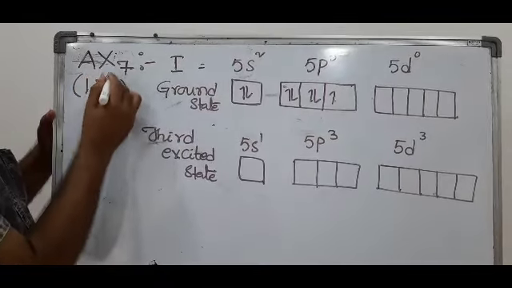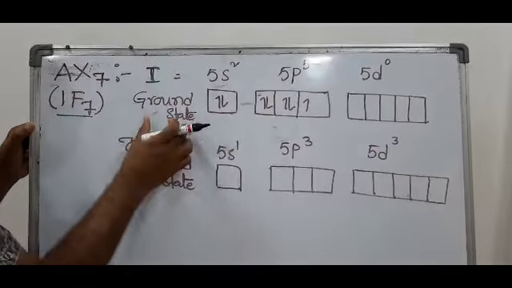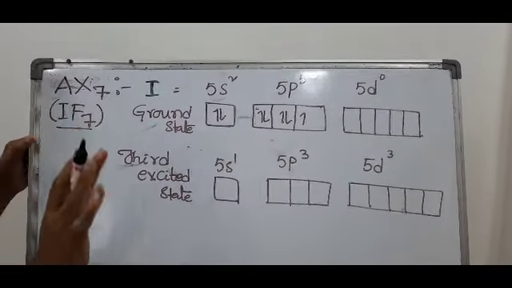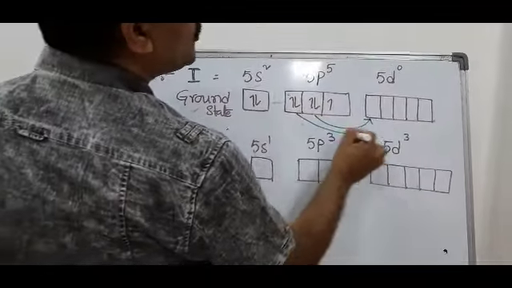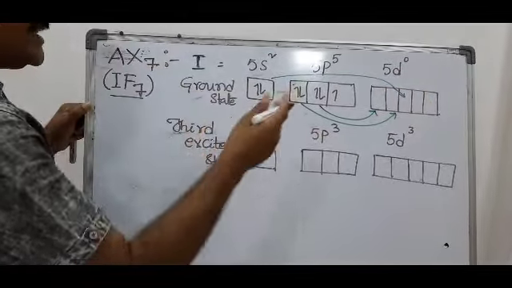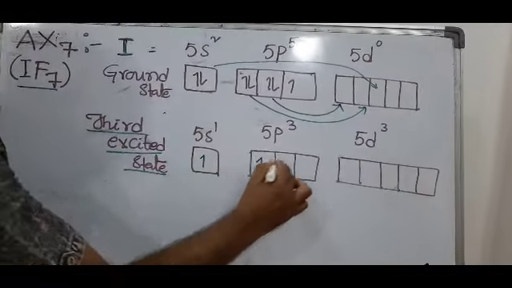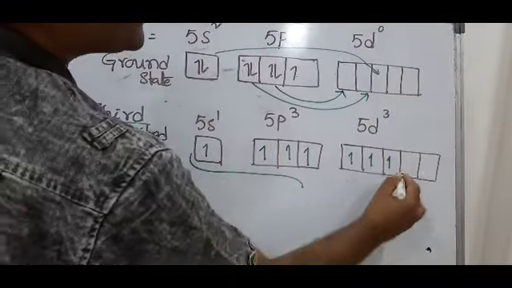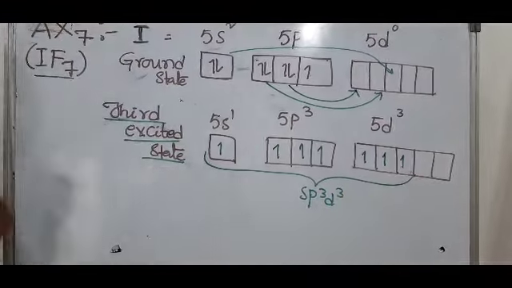Students, AX7, example is IF7. Here iodine is the central atom. In the ground state it has this configuration. But in IF7, iodine wants to form 7 bonds, but it has only one unpaired electron. That's why every pair wants to undergo excitation. So it needs 3 excited states. That means the third excited state is required. So now every orbital has 1 electron, totally 7 unpaired electrons, and the hybridization is sp3d3 with 0 lone pairs.